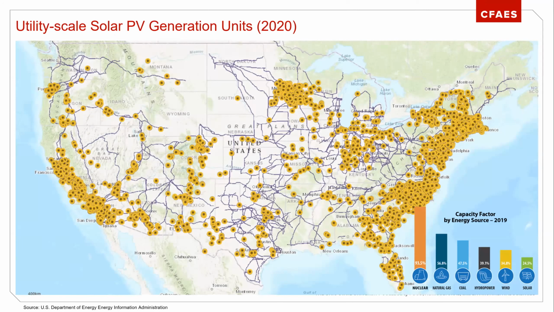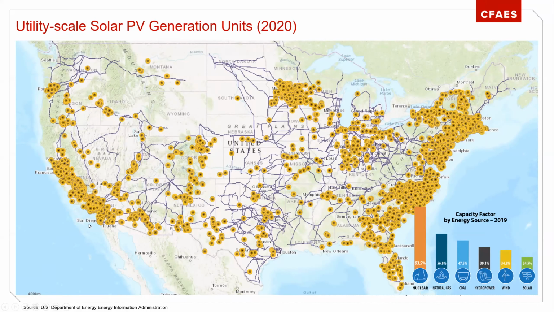Final chart here before we transition into some more regional stuff is utility scale PV generation units. This is a screenshot from the US Department of Energy's Energy Information Administration. It's basically pin marking all of the utility scale units across the country. And this includes any generator that is over 1 megawatt. I should say solar generators, so this is only solar facilities over 1 megawatt.